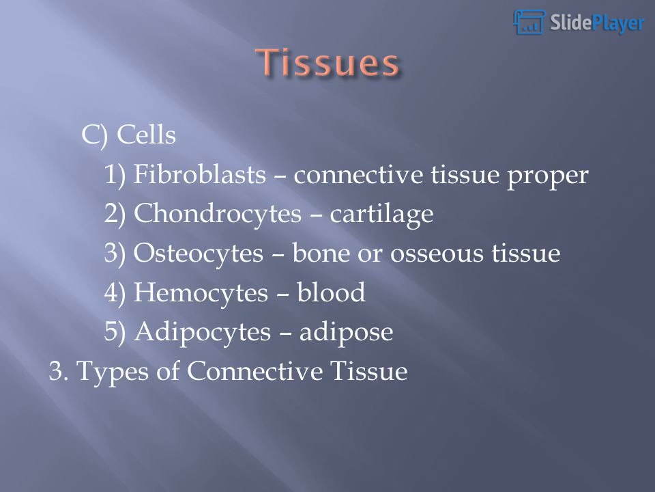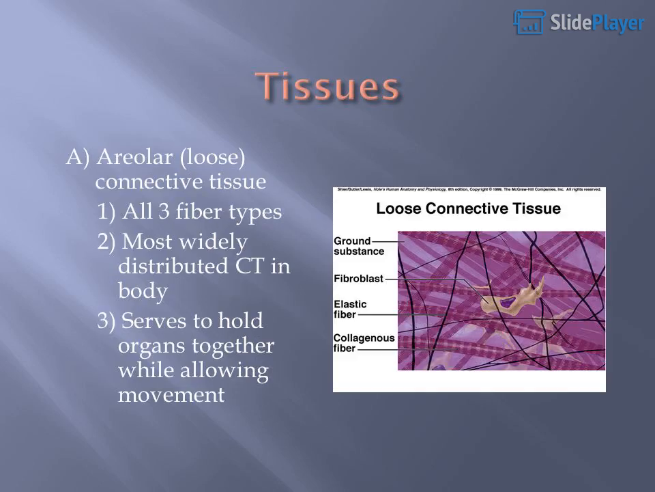C. Cells. 1. Fibroblasts, connective tissue proper. 2. Chondrocytes, cartilage. 3. Osteocytes, bone or osseous tissue. 4. Hemocytes, blood. 5. Adipocytes, adipose. 3. Types of connective tissue. A. Areolar, loose connective tissue. 1. All three fiber types. 2. Most widely distributed connective tissue in the body. 3. Serves to hold organs together while allowing movement.